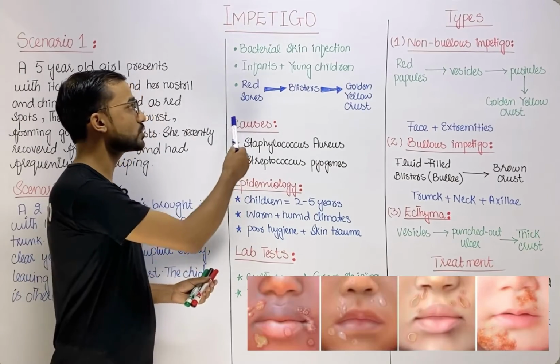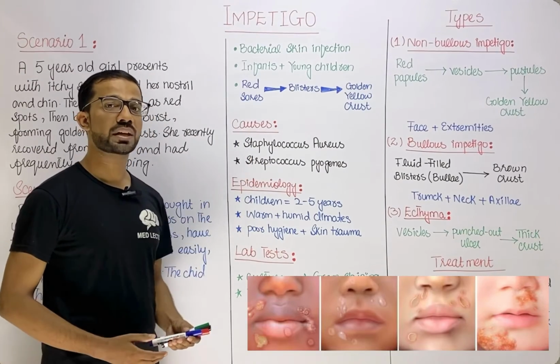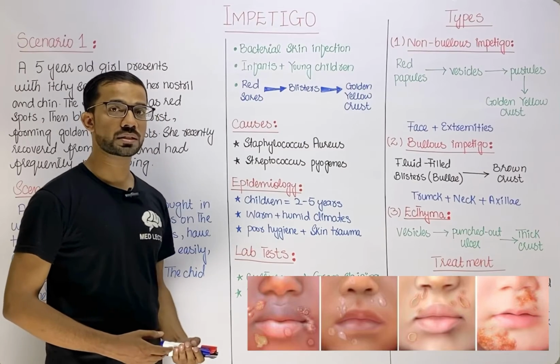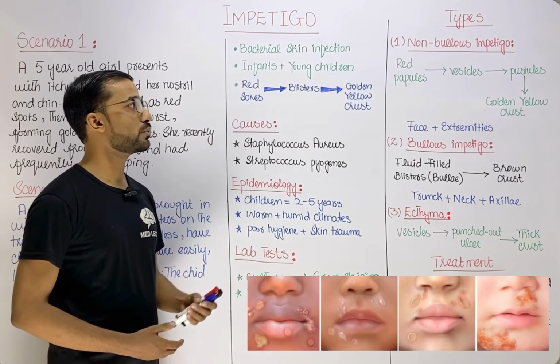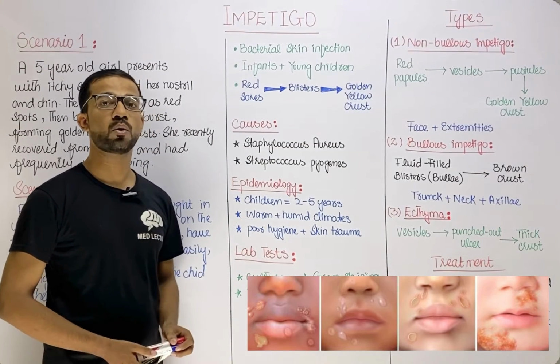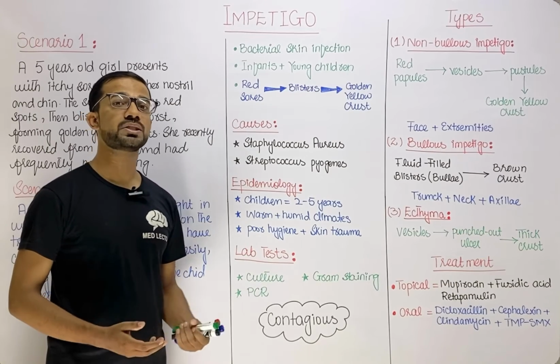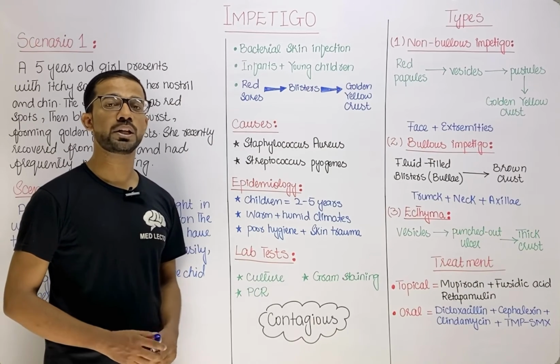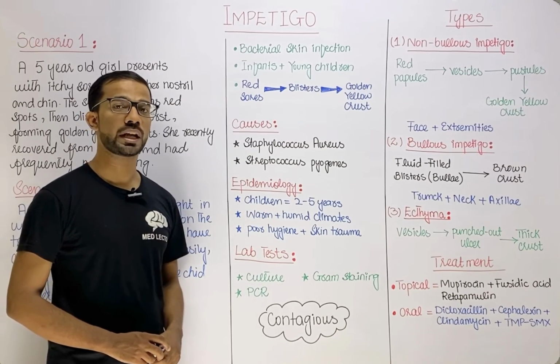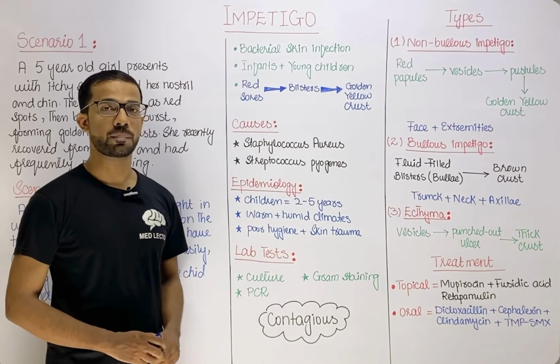First is the red sores. Next, you can see the formation of blisters. And after that, you will see the formation of the golden yellow crust. When the blisters burst, ultimately you will see the formation of the golden yellow crust. So it's a general pathway.